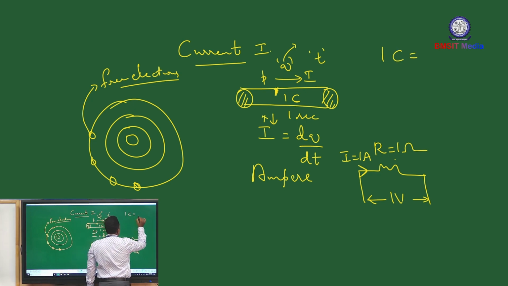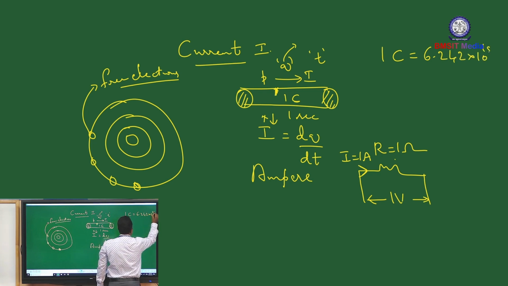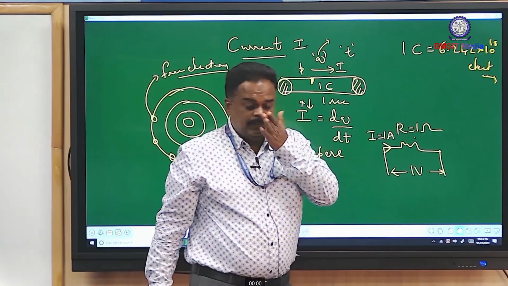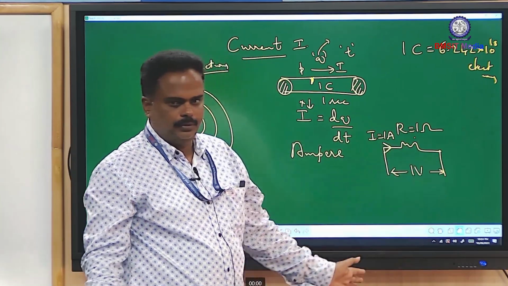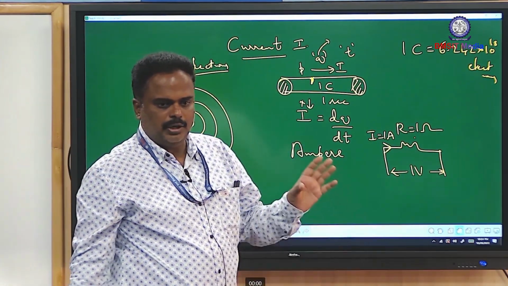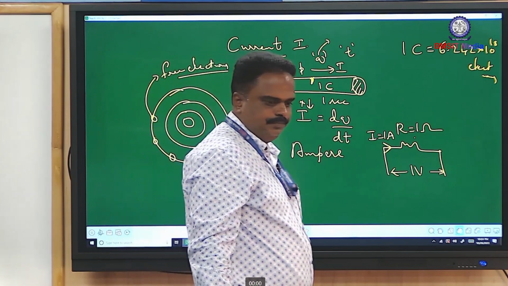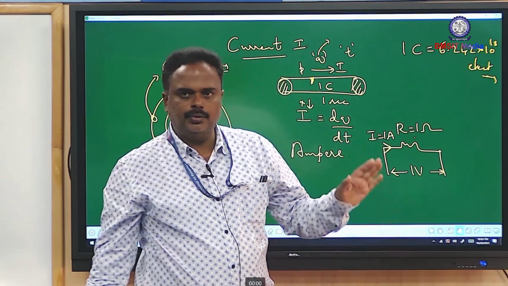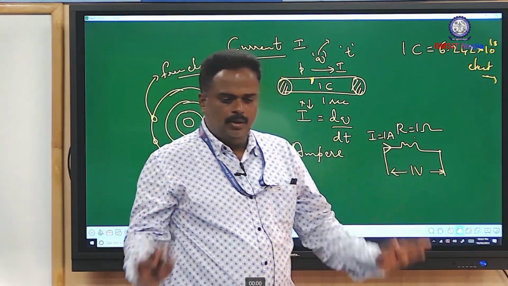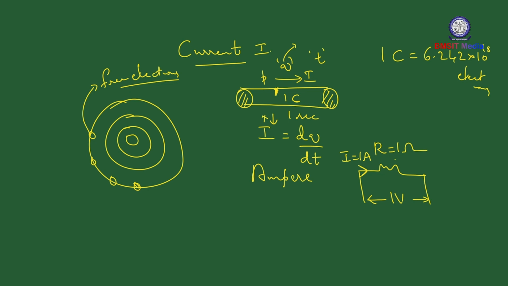It is not a very small thing. It is 6.242 into 10 power 18 electrons. If these many electrons flow across this point in 1 second, then that amount of current is called 1 ampere of current. You can imagine. Is this clear? What is 1 ampere of current? So this is the definition for current and the unit for current, and what we mean by 1 ampere.